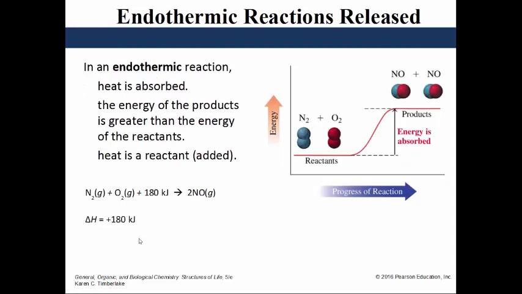The opposite of that would be endothermic. Endo always means inside, and again, thermic means heat. So this is where heat gets absorbed. The energy of the products is higher than the energy of the reactants, so heat is a reactant. Heat gets added to the reaction. For example here, nitrogen gas plus oxygen gas plus energy, 180 kilojoules, will give you nitrogen monoxide. Because you're adding heat to it, heat is being absorbed as a part of the reaction. It's going to be endothermic, so a positive enthalpy, so 180 kilojoules.